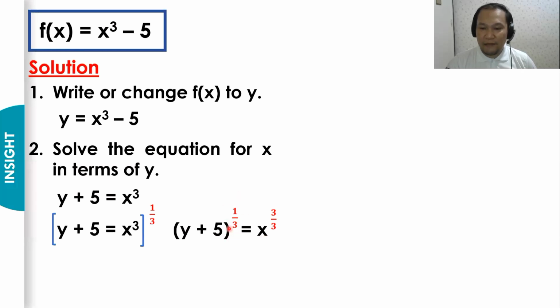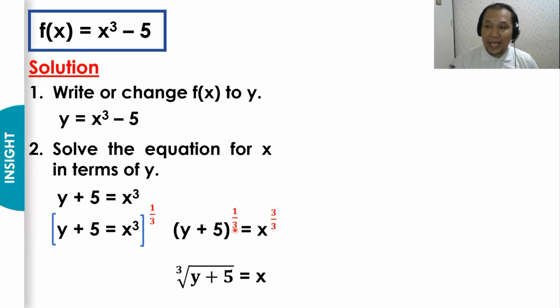And remember class, if our exponent is fraction, therefore, we can express this one as a radical expression. Therefore, looking in our denominator, our index is 3. Therefore, we are going to have the cube root of y plus 5 since our index for the exponent 1/3 is equal to 3 for the denominator. Okay? Therefore, we do have the cube root of y plus 5 is equal to x.